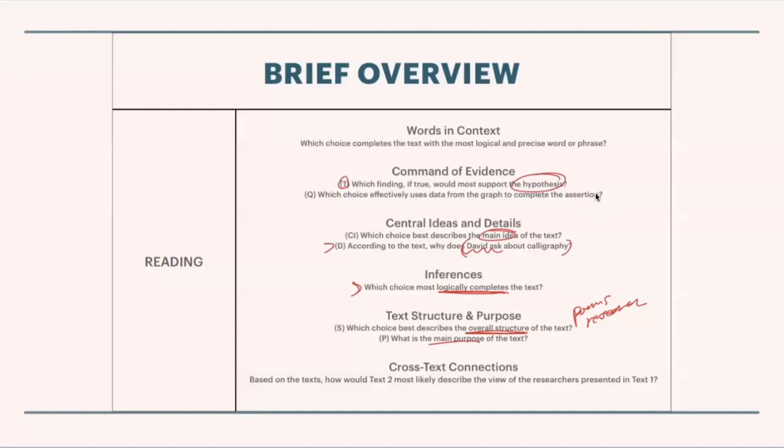And lastly, we have our cross-text connections. So for cross-text connections, we are comparing the 2 points of view of the 2 texts. You can see here, right? Text 2 describing the view of text 1. So for these ones, we want to make sure we can determine the relationship between the two. That's the most important thing. Do they agree? Do they disagree? Is one expanding on the details of what text 2 said, right? So those are what you want to focus on.